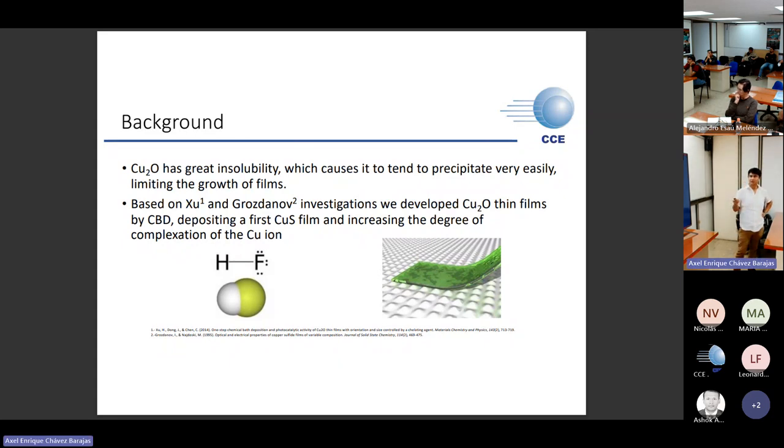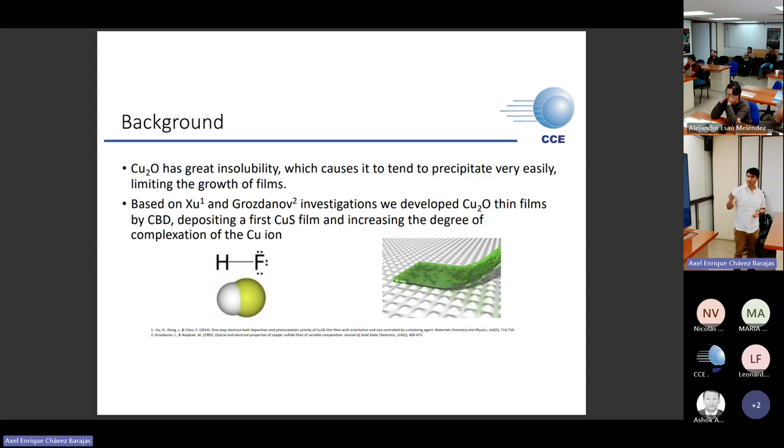This material is deposited mainly in the form of thin films by spin coating, electrodeposition, sputtering, or other techniques. By chemical bath deposition it is very complicated because copper oxide is very insoluble in water, so it tends to immediately deposit in the solution, avoiding growth on the substrate.